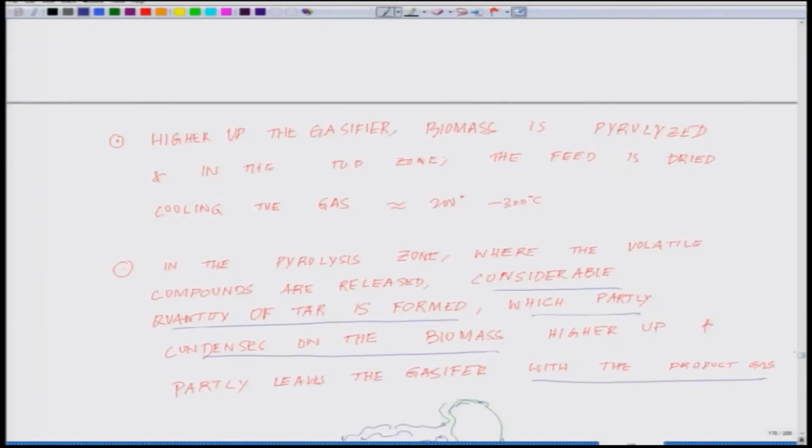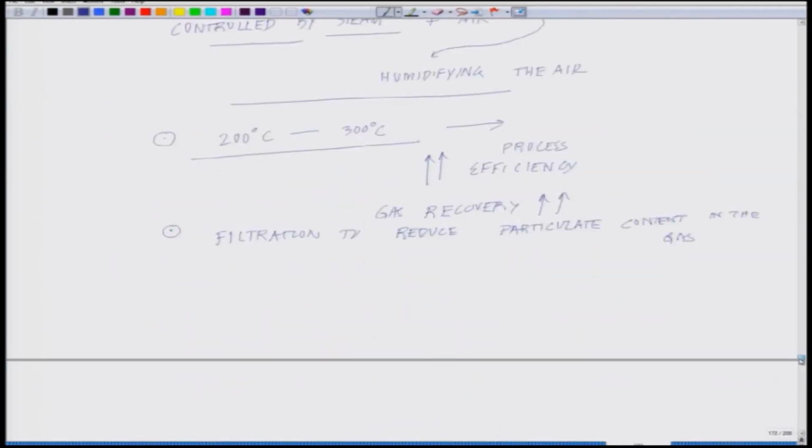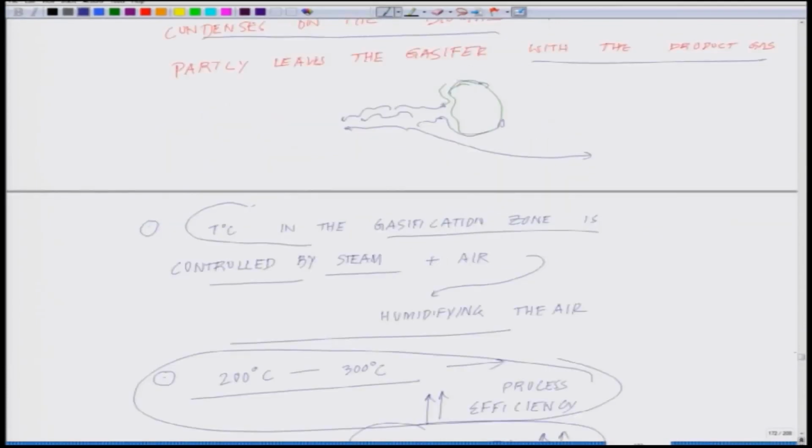Second, what we talked about, higher up in the gasifier, biomass is pyrolyzed in the top zone and the feed is dried, and the gas is cooled to around 200 to 300 degrees centigrade. And in the last part we mentioned that 200 to 300 degrees centigrade increases the process efficiency as well as the gas recovery. Okay. And another aspect, the temperature out here is controlled by the steam.